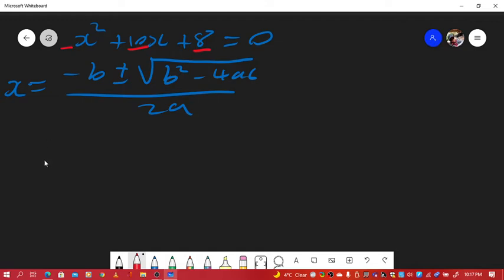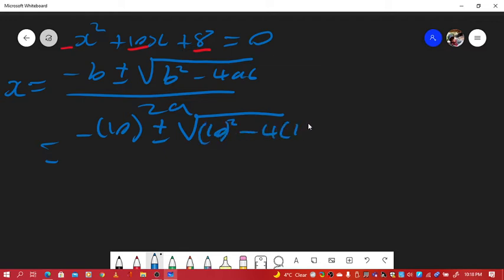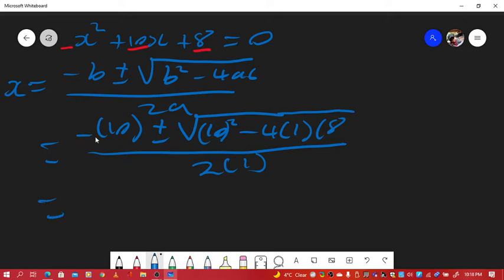Now let us substitute. When we substitute, we are going to have minus b, which is minus 10, plus or minus the square root of b squared, which is 10 squared, minus 4 times a, which is 1, and c, which is 8. All of this is under the square root, divided by 2 times a, which is 1. To simplify this further, negative 10 divided by 2, you get minus 5.